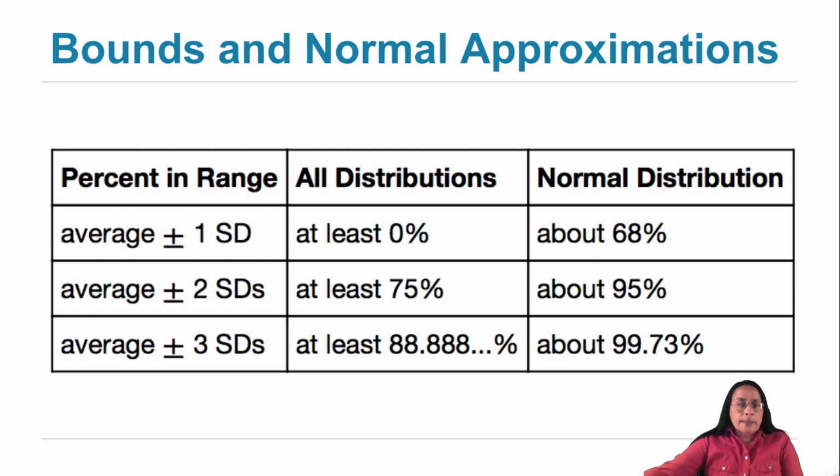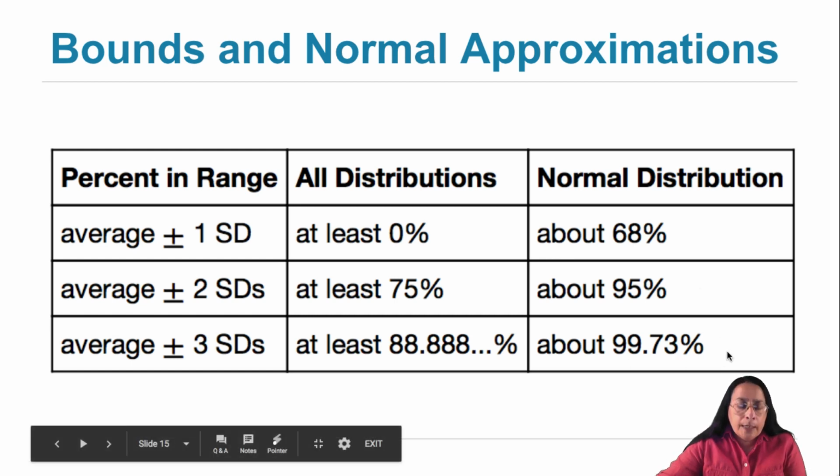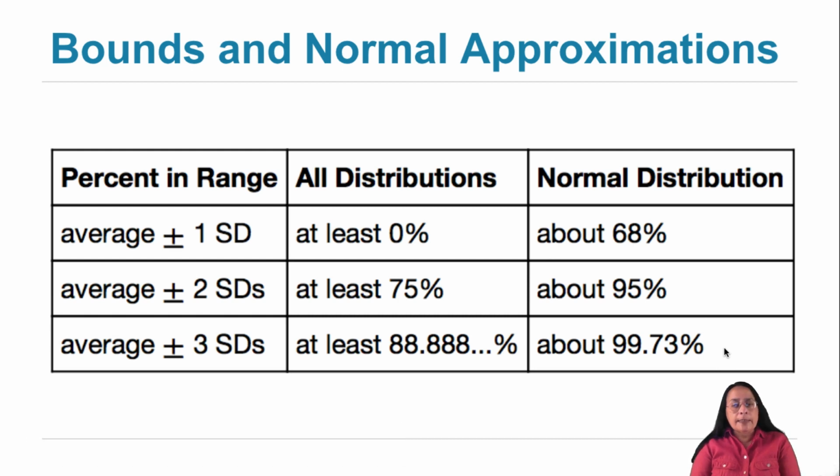About 68% are in the range average plus or minus 1 SD, about 95% are in the range average plus or minus 2 SDs, and well over 99% are in the range average plus or minus 3 SDs if the distribution is normal. And it's that last line that allows us to say that if you've got a normal distribution, pretty much everything is in the range average plus or minus 3 SDs.